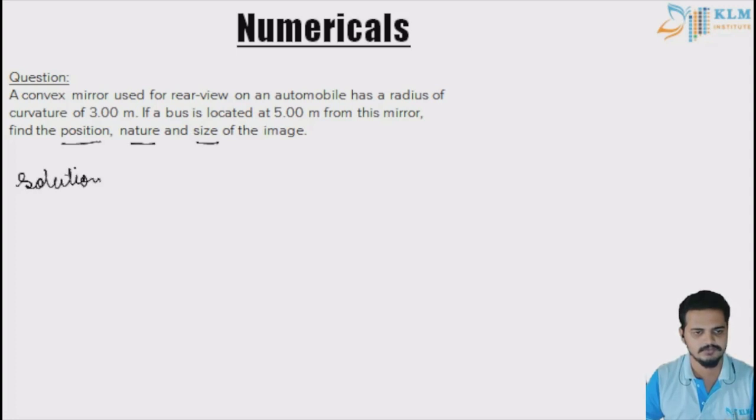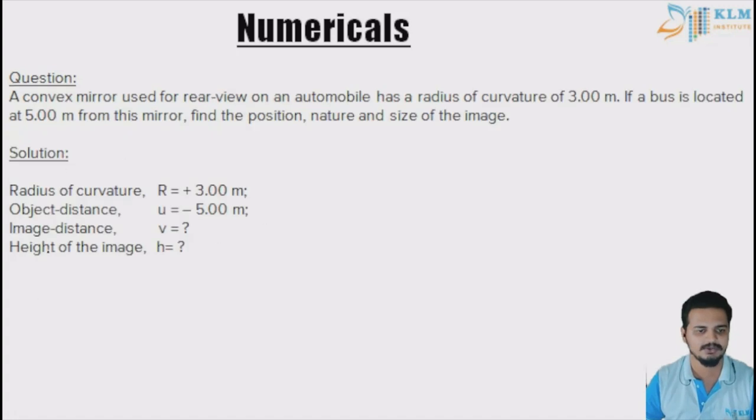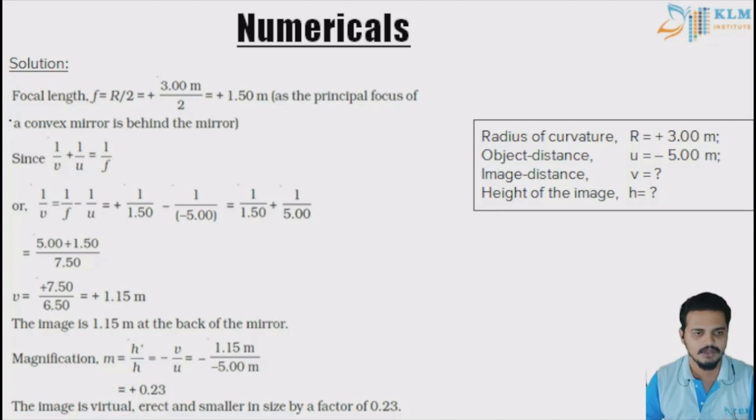How to write it. We should also find the height of the image. And we are using negative here in the object distance because of the sign convention. The object is placed on the left side of the mirror, so we'll take a negative sign. So let's see the solution.